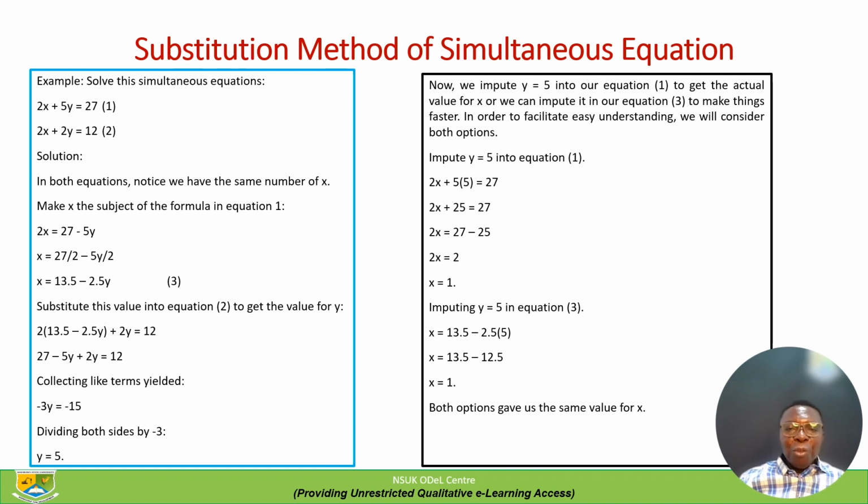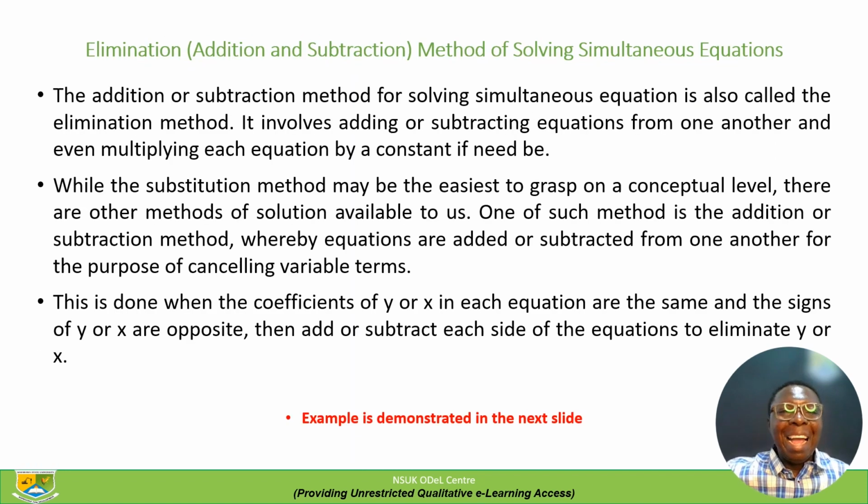So we're now inputting y equals 5 in equation 3. You will have x equals 30.5 minus 2.5 times 5. So we'll have x equals 30.5 minus 12.5, because 2.5 times 5 will give you 12.5. And so 13.5 minus 12.5 will also be x equals 1. So both options give us the same value for x. So I am hoping you are following.